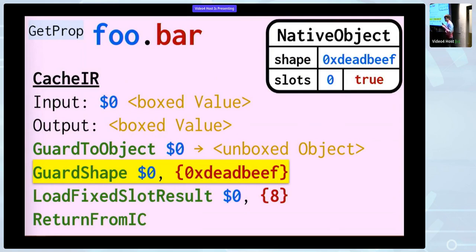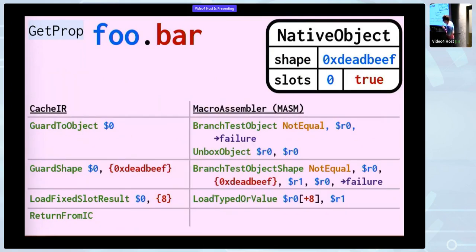And once SpiderMonkey has emitted this program in CacheIR, it lowers it down to macro assembler, or MASM for short, another SpiderMonkey internal IR at a lower level. So for example, GuardToObject in CacheIR gets translated to MASM as a branch on the input value's type tag, which branches off to a failure bailout path if the tag doesn't match, followed by another MASM instruction that unboxes the object's pointer. And this MASM gets lowered down further to platform-specific assembly like x86, ARM, etc.